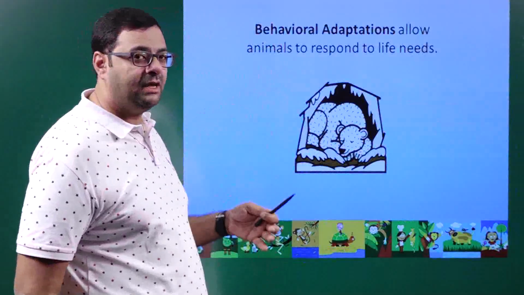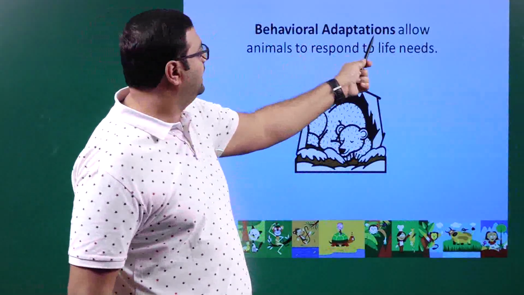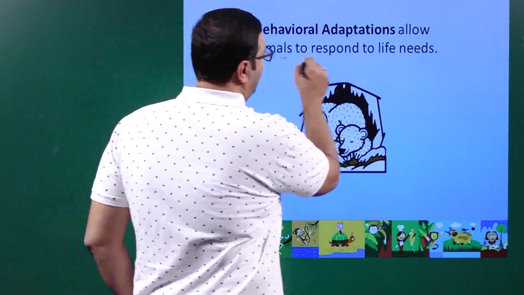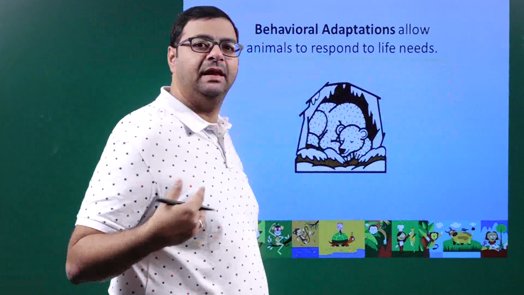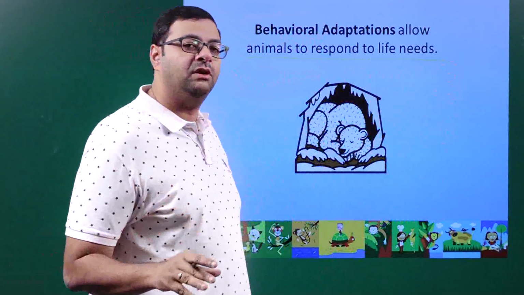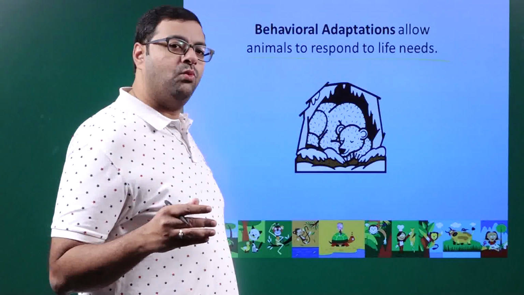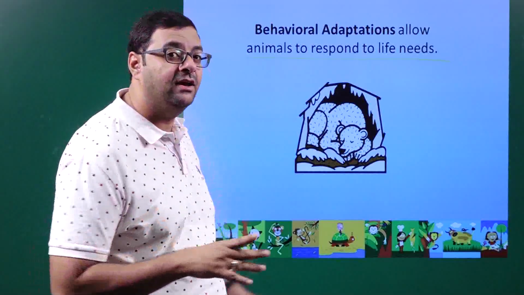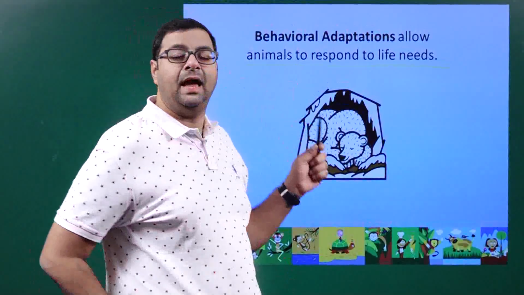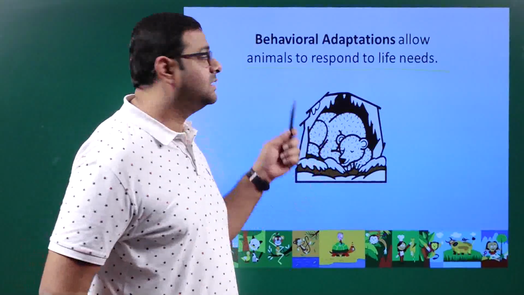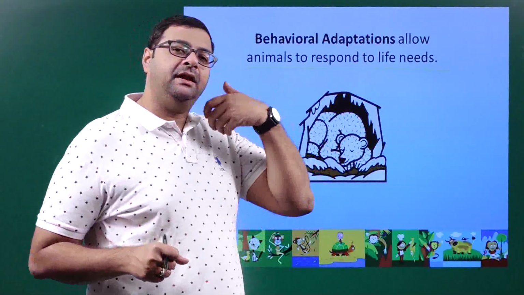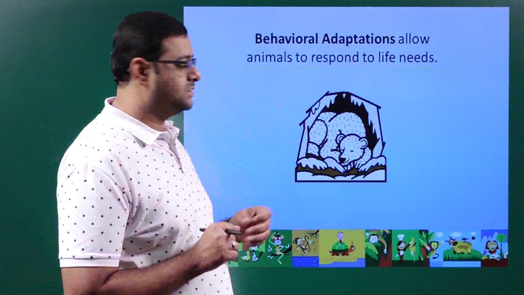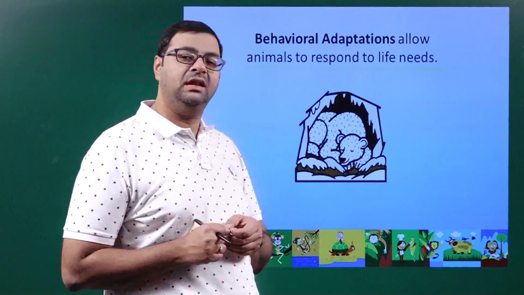What do we see in behavioral adaptations? Behavioral adaptations allow animals to respond to life needs. So what an animal needs in its life, that is what a behavioral adaptation is. What it needs in life will let us decide how the animal is responding in its life. And depending upon the need, how it is responding is also very, very important. So that is basically what a behavioral adaptation is.